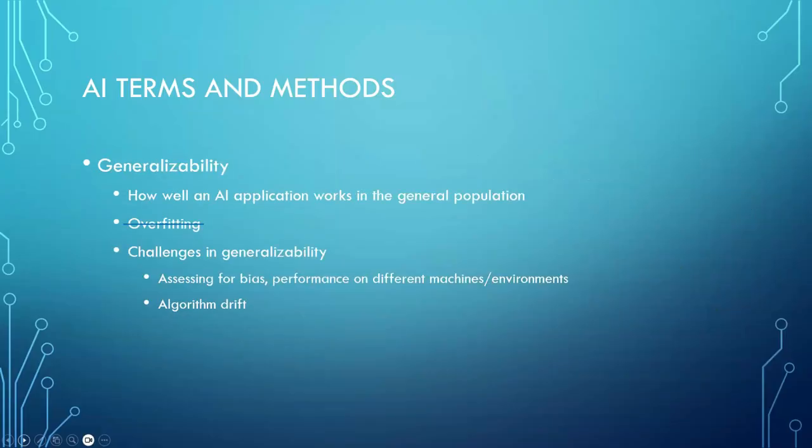And generalizability is what you would consider the opposite of overfitting. So generalizability means an AI application can be applied appropriately to different types of patient populations in different regions on different scanners and performs well across all of these different environments.